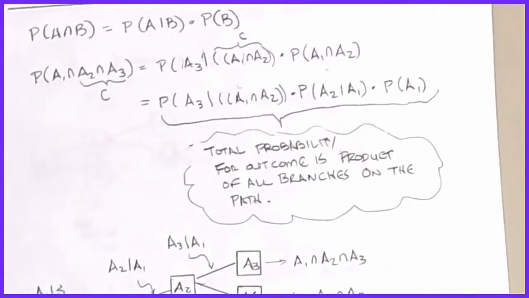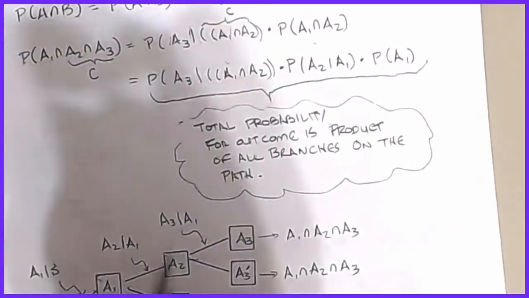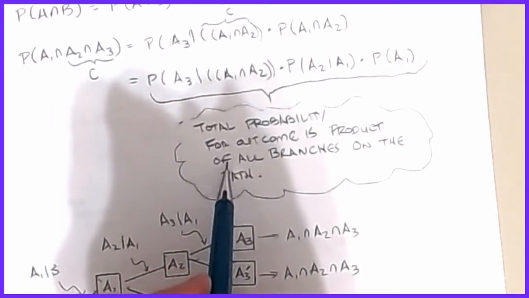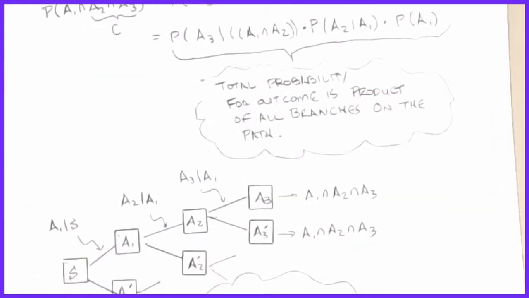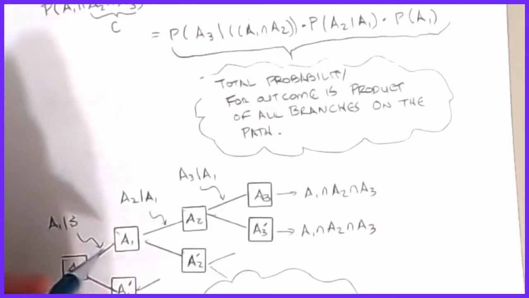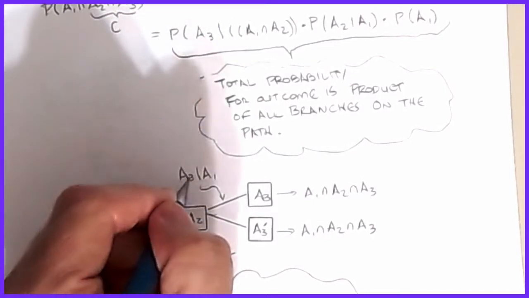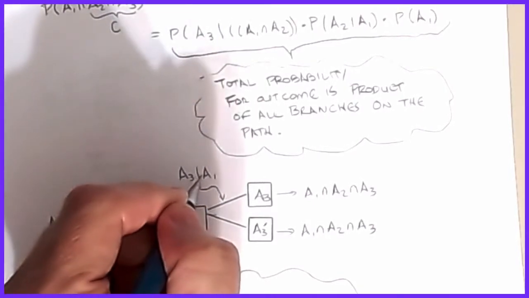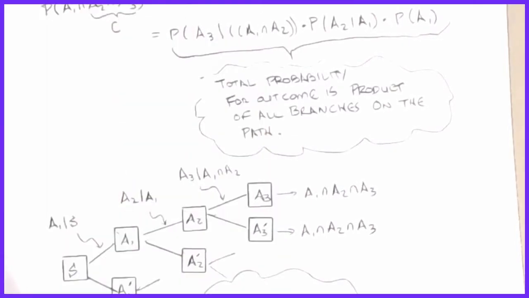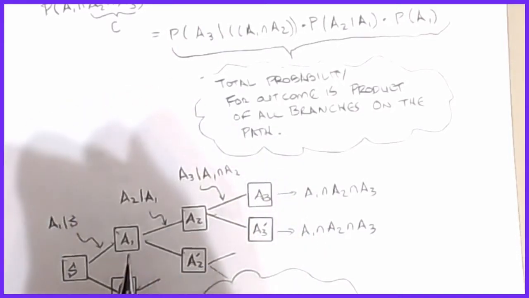It's kind of a cool little trick. Okay, and so this is what we call a computation: the total probability for an outcome is the product of all of the branches on the path. If we look at this one, I have my A1 given S. This is my A2 given my A1. This guy is actually my A3 given my A1 intersect A2, because in order to get to this branch, I had to come through these two guys, right?